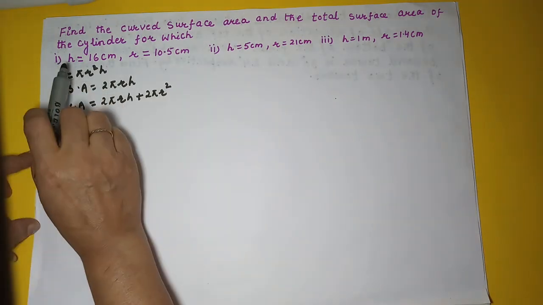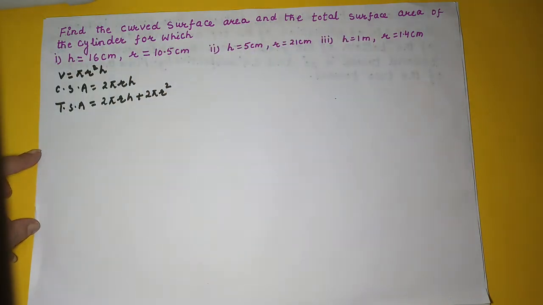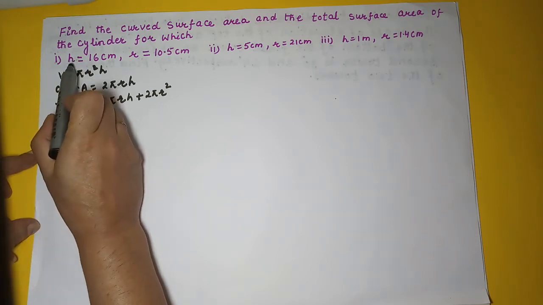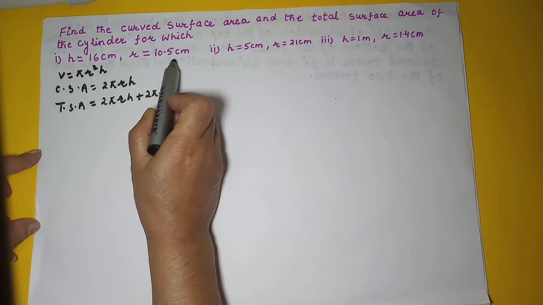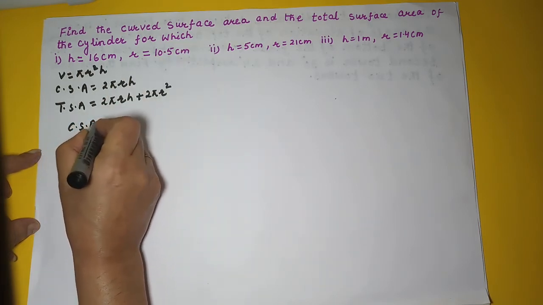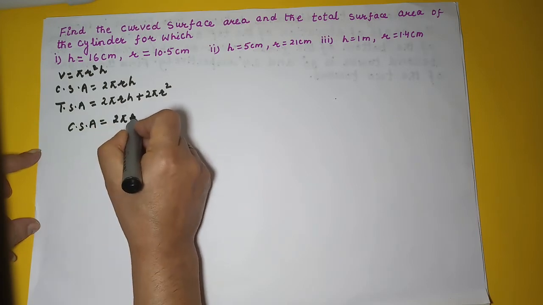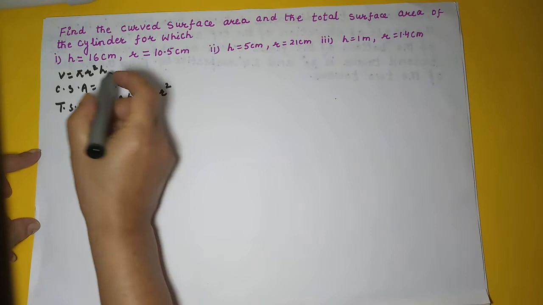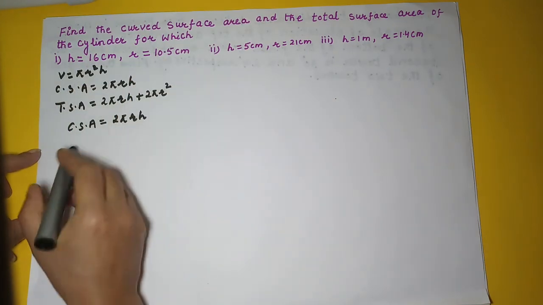Our first sum is to find the curved surface area and the total surface area of the cylinder, for which the height is given and radius is given. So first we will find the curved surface area. We know the formula of curved surface area, that is 2 pi r h. Now our h is 16 and r is 10.5. So we will substitute here.